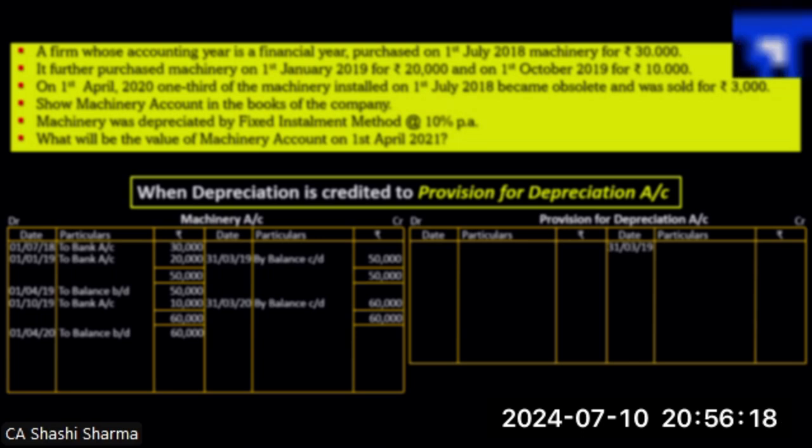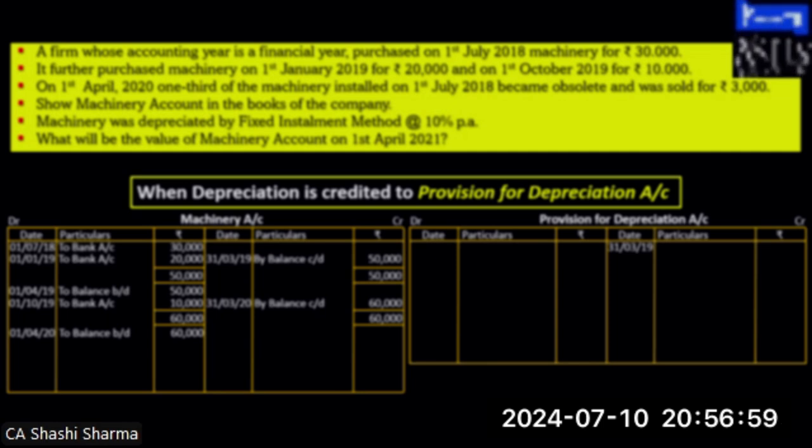For the purpose of simplification, I have prepared the machinery account, first of all. And when some machinery has been sold and we are required to calculate the depreciation on the machinery sold, we shifted to the depreciation account. This is not the actual procedure. Actually, you prepare both the accounts, machinery account and the provision for depreciation account in the first year itself.